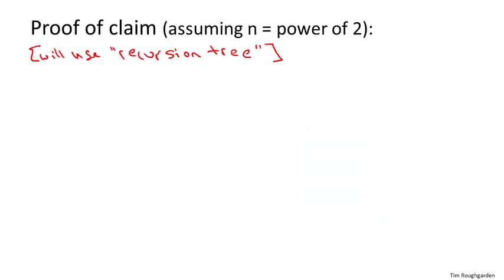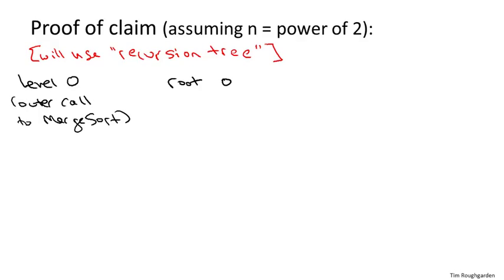So specifically, what is this tree? At level 0, we have a root. And this corresponds to the outer call of merge sort. Okay, so I'm going to call this level 0. Now this tree is going to be binary in recognition of the fact that each invocation of merge sort makes 2 recursive calls. So the 2 children will correspond to the 2 recursive calls of merge sort.